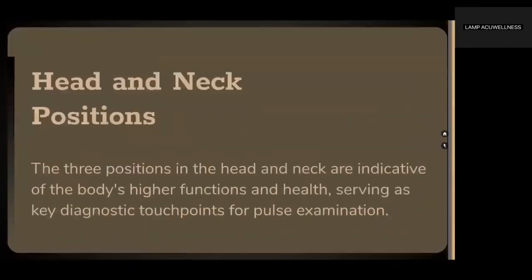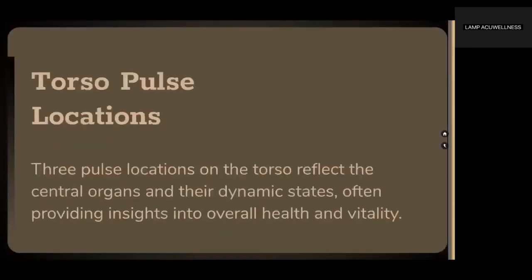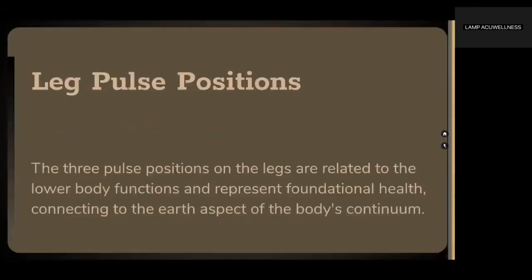The 3 positions in the head and neck are indicative of the body's higher functions and health, serving as key diagnostic touchpoints for pulse examination. 3 pulse locations on the torso reflect the central organs and their dynamic states, often providing insights into overall health and vitality. The 3 pulse positions on the legs are related to the lower body functions and represent foundational health, connecting to the earth aspect of the body's continuum.